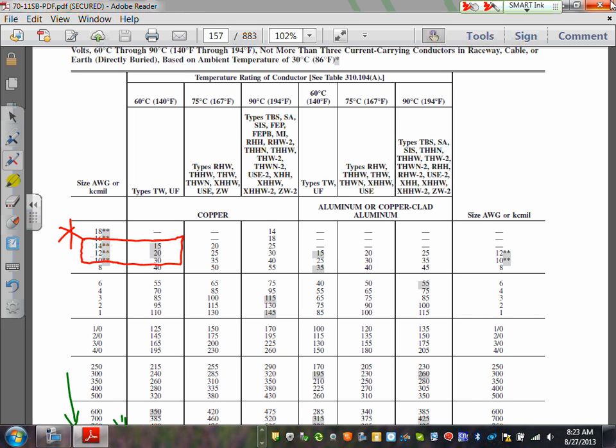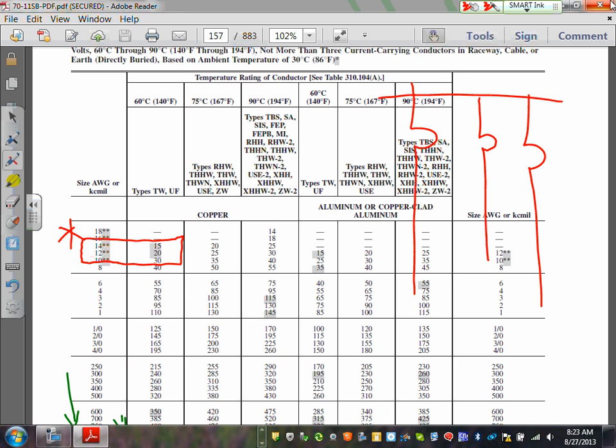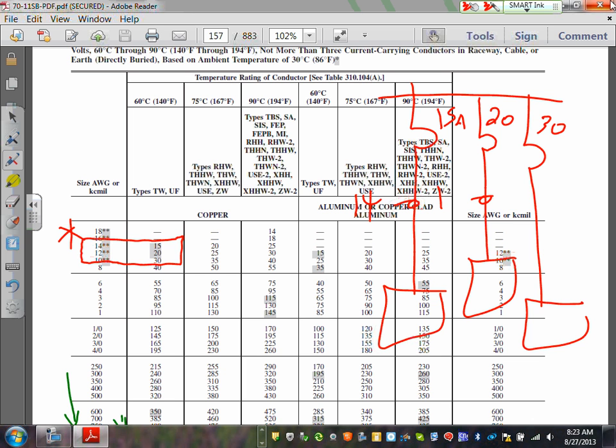Regardless of what your calculation comes up with, a number 14 conductor shall not carry more than what? 15 amps. And a number 12 conductor shall not carry more than what? 20 amps. And a number 10 conductor shall not be protected by more than what? 30 amps. Here's circuit number 1 from a panel, circuit number 2, circuit number 3. This is my 15 amp, 20 amp, 30 amp, and here are the loads. This conductor cannot be more than number 14, this conductor number 12, this conductor number 10, regardless of any calculation that you come up with. Any questions about the small conductor rule?